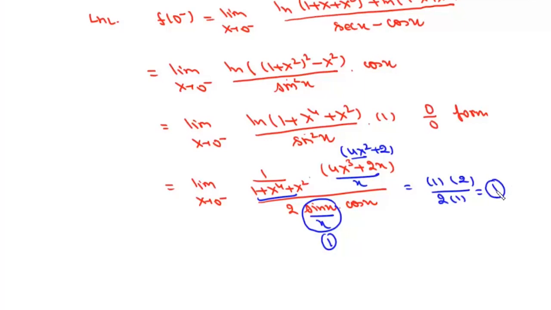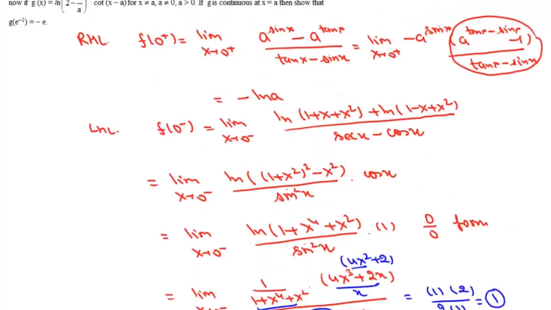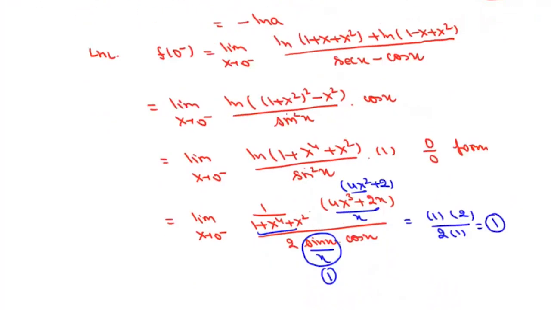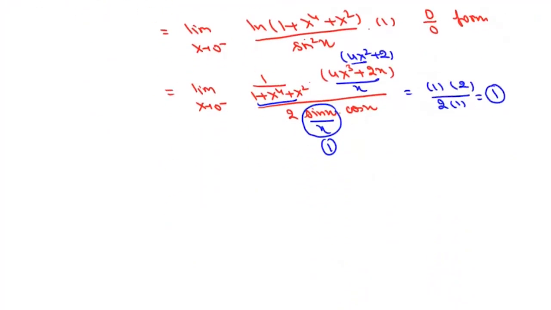So once we have left hand limit and right hand limit, we can find the value of a. Now right hand limit is minus log a. So if we equate them, we'll get minus log a equals 1, or log a equals minus 1, that is a equals 1 upon e. So here the value of a is 1 by e.